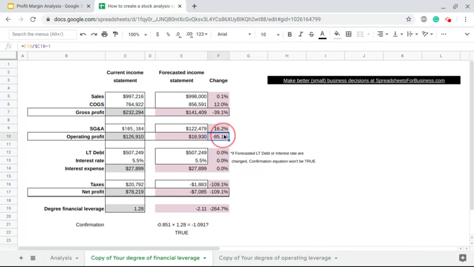resulted in an operating profit that was down 85.1%. But we have that degree of financial leverage. So not only was net income down 85.1%, but it was leveraged as such, 1.28 times, that it ended up a negative 109.1%. So we went completely the opposite direction. Like I said, the little calculation checks out true. So that's just an example.